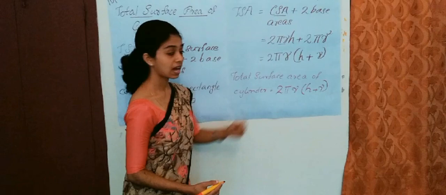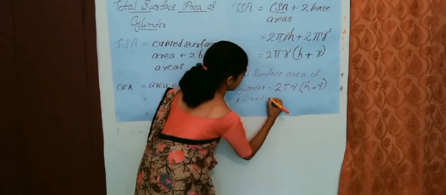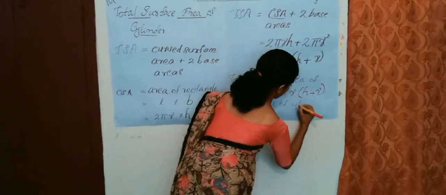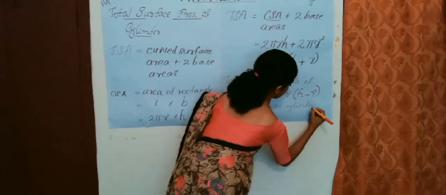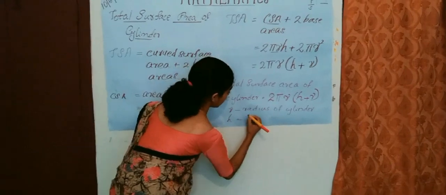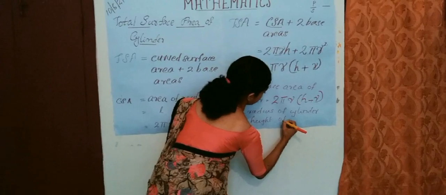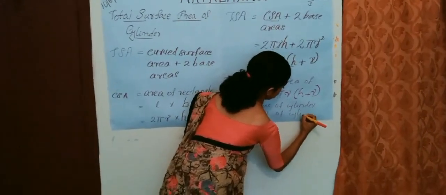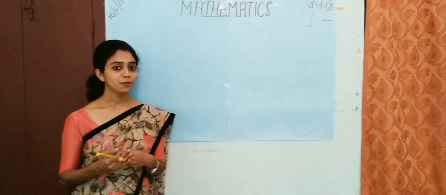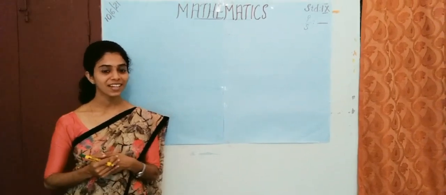Here r denotes the radius of the cylinder. And what about h? Here h denotes the height of the cylinder. Now we have obtained the formula for finding the total surface area of the cylinder. Do you understand it?